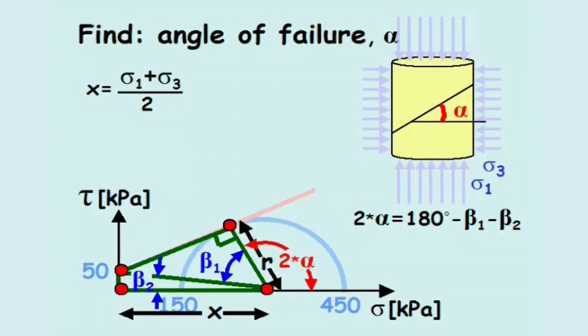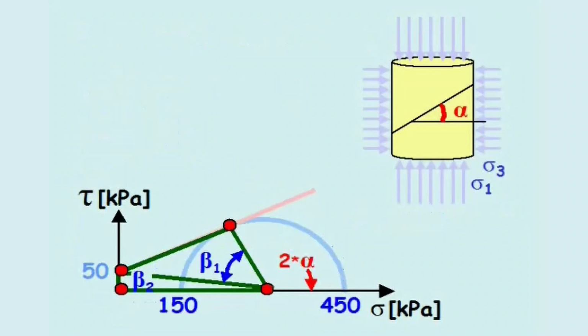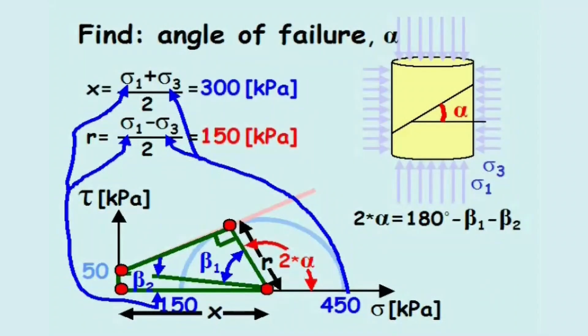Where x is half the sum of the major and minor principal stress values, and r is half the difference of the major and minor principal stress values. Substituting in our stress values, we find that x equals 300 kilopascals and r equals 150 kilopascals. As was given, we know the cohesion is 50 kilopascals.